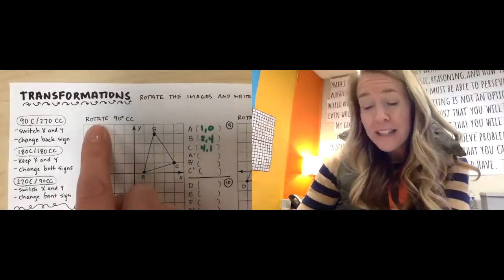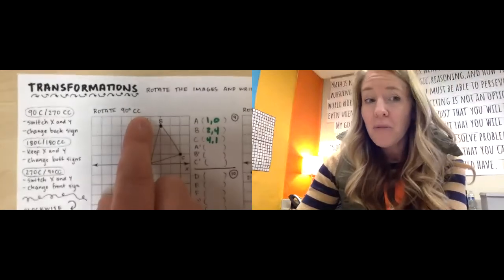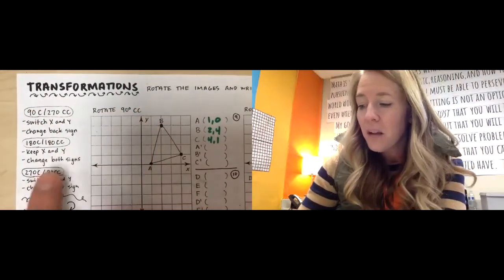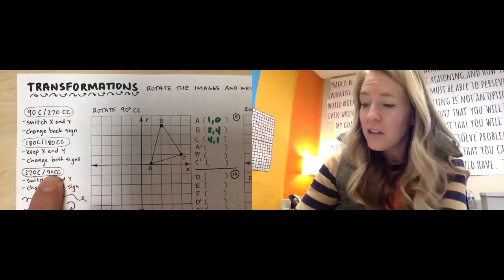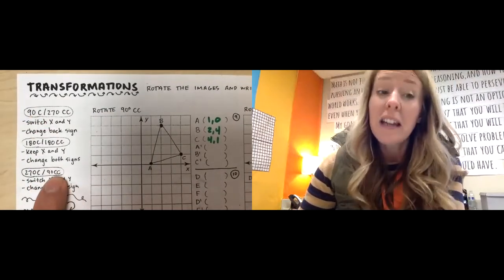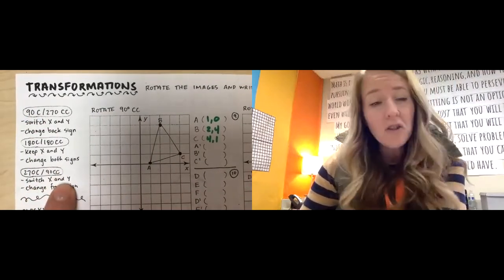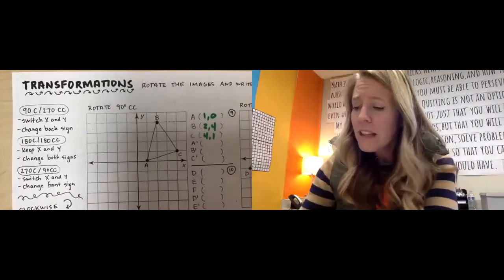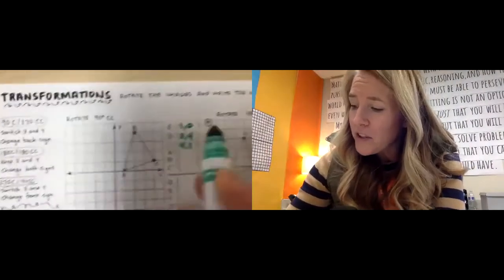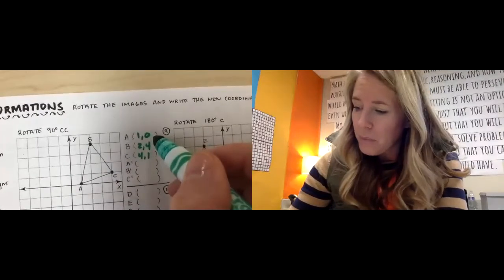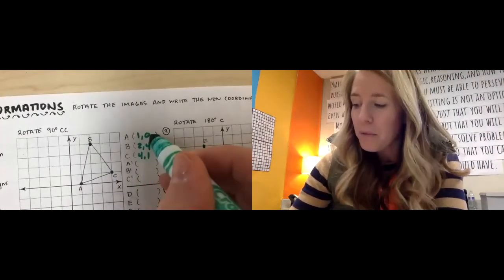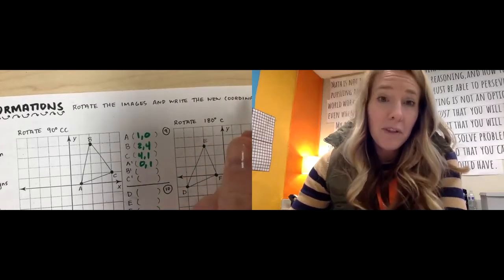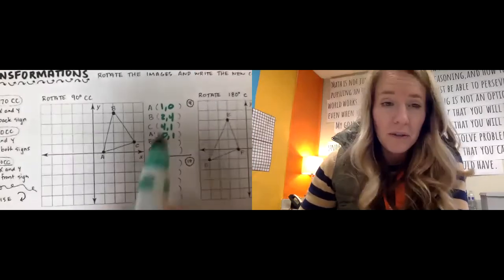So this first one says rotate 90 degrees counterclockwise. So I'm going to find very carefully which one says 90 degrees counterclockwise. And it is, boom, this one, okay? Not 90 degrees clockwise, totally different. 90 degrees counterclockwise. You just switch your X and your Y coordinate and then change the front sign. Pretty easy, okay? Now, switching X and Y, so 1, 0 becomes 0, 1. And we have to change the front sign. Well, 0 doesn't have a sign, so that's all I need to do. I can just keep it 0.